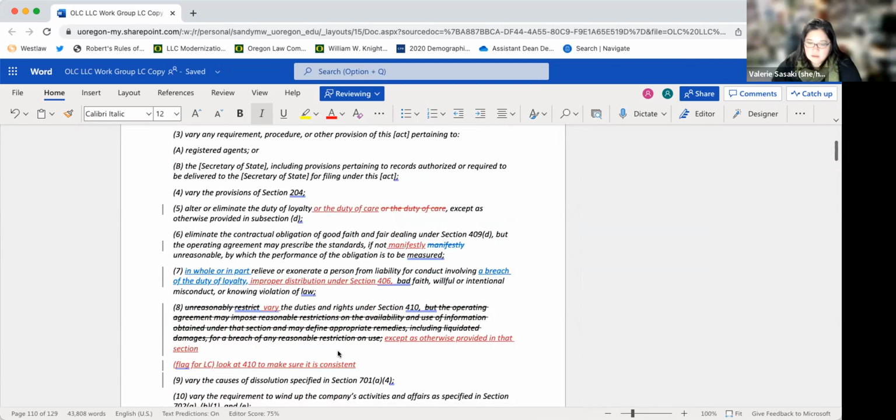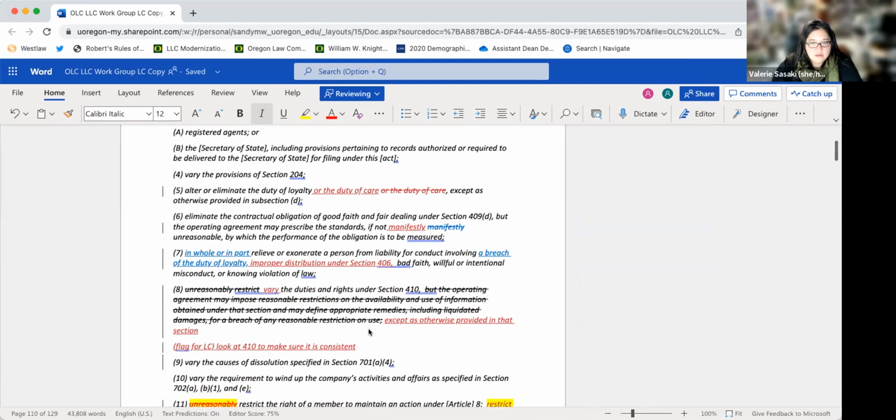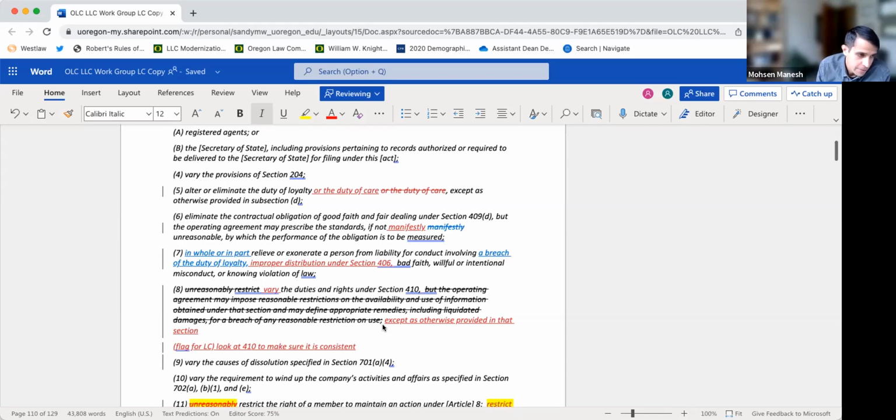Okay, let me get the chat window up. Query the records required. It looks like we axed most of that section, but added in the "except as otherwise provided in that section," which I think is fine. Mosin, do you have thoughts about that? Well, we do lose something by not being explicit that the operating agreement can define appropriate remedies, including liquidated damages. That statutory language makes the availability of liquidated damages something you can include in the operating agreement. In the absence of that, it would be up to the court's discretion, a determination of whether it was reasonable or not.